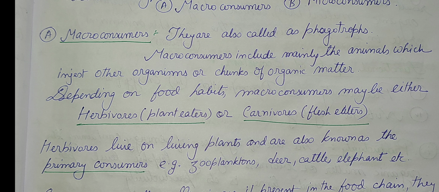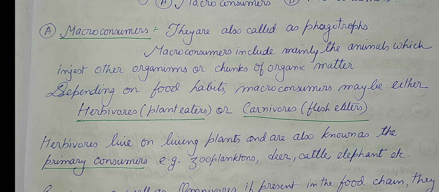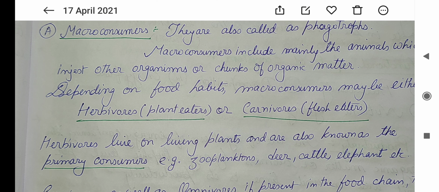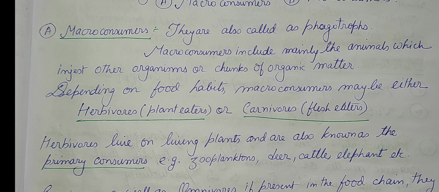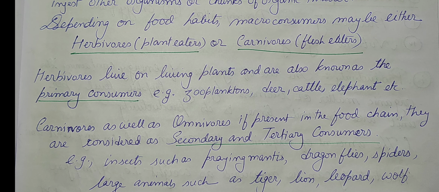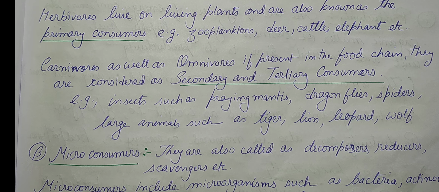Macro consumers are the higher organisms which consume other organisms or chunks of organic matter, like your herbivores and carnivores. Then there is also a category of organisms called omnivores. Just like us, we depend on plants as well as on animals too, so we are omnivores. Bears are also omnivores. So you just go through these notes, it is very easy, I have not repeated them.